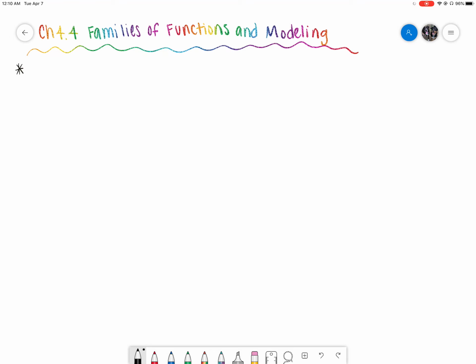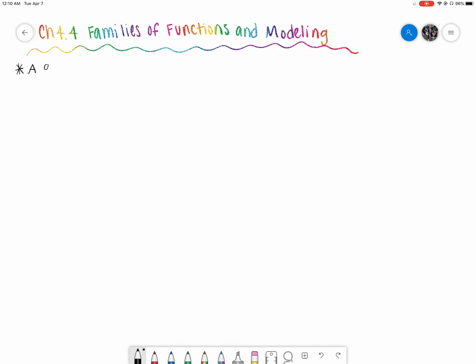Way back in chapter 1, your book talked about families of functions, though that was in sections 1 through 6, somewhere in there, so we didn't talk about it in class. But it's back there if you want to go review families of functions. But the basic idea is this.